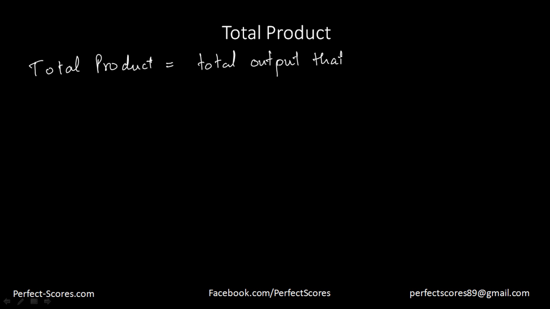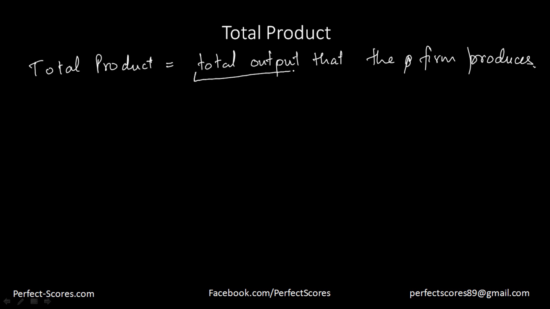Now let's go ahead and define some of the important terms which are going to be pretty important going forward. The first thing is total product. What do you mean by total product? Total product is nothing but the total output that the firm produces. Pretty simple, right? Let's suppose I'm producing 10 units of product every day. So 10 is my total product for that day.